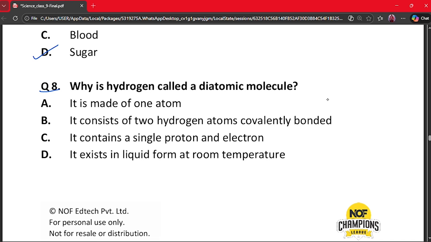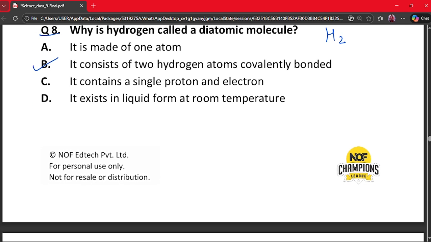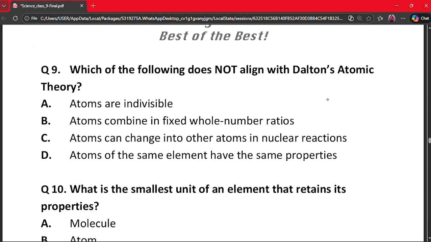A. It is made of one atom. B. It consists of two hydrogen atoms covalently bonded. C. It contains a single proton and electron. D. It exists in liquid form at room temperature. The correct answer is option B, because hydrogen is called diatomic because it exists as H2 molecules. Two hydrogen atoms share electrons through covalent bonding, and therefore hydrogen naturally exists in pairs. Our next question is question number 9.